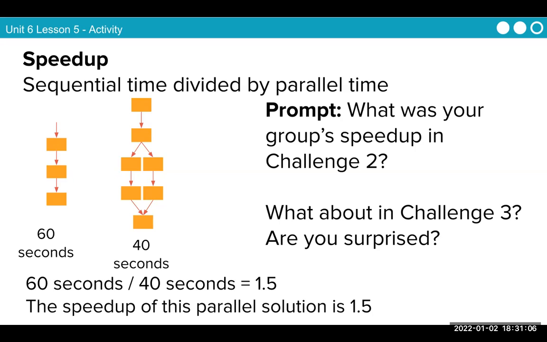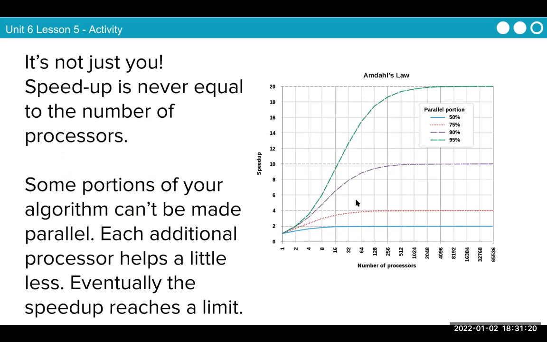Okay? When you do that for challenge 3, it might not be 2 times faster. It may be just like 1.75. The effect is fading. All right, it's not just you. Speed up is never equal to the number of processors.